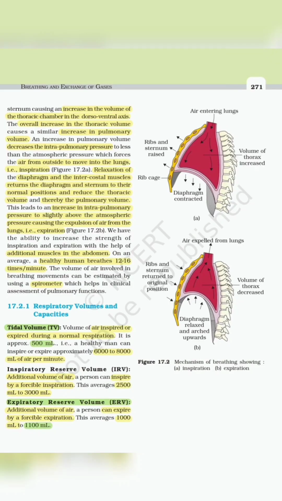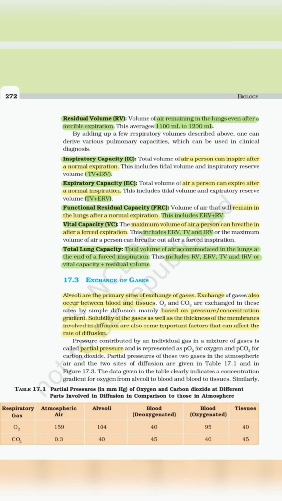Inspiratory reserve volume. Additional volume of air a person can inspire by a forcible inspiration. This averages 2500 ml to 3500 ml. Expiratory reserve volume. Additional volume of air a person can expire by a forcible expiration. This averages 1000 ml to 1100 ml. Residual volume. Volume of air remaining in the lungs even after a forcible expiration. This averages 1100 ml to 1200 ml.